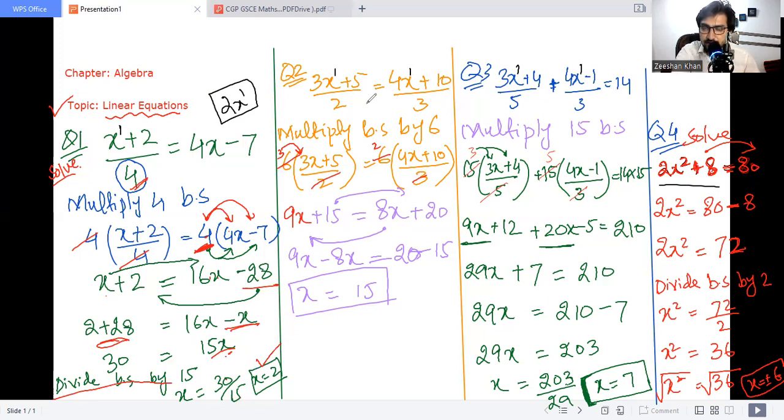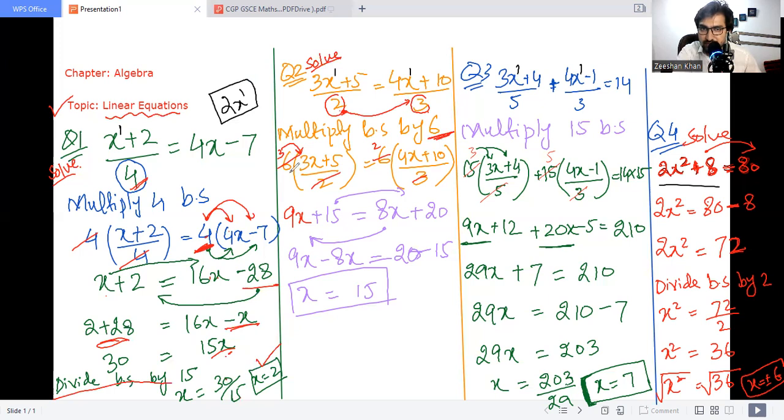Question number 2. In this one, you can see 2 and 3 in the denominators. First of all, we need to remove these. The question is solve. So in order to find out x, we need to remove this 2 and this 3. This is only possible when we multiply both sides by 6, because 6 can be divided by 2 and 6 can also be divided by 3. By the way, how did I get that we should multiply by 6? You just multiply this 2 with that 3. So 2 times 3 is 6. Therefore multiply both sides by 6.